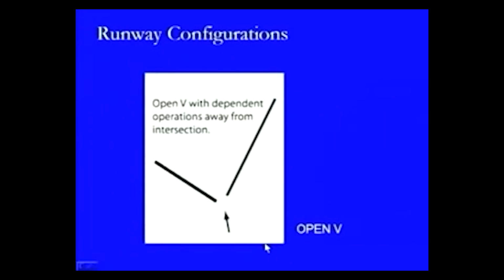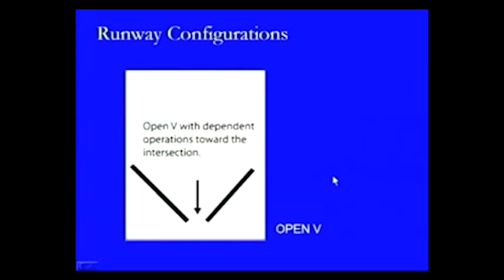So, we look at this open V condition. This is open V, where the operations are going from this direction. So, they are going away from each other, and this is dependent operations away from the intersection. Whereas this is another case, the open V with dependent operations towards the intersection. So, these are the two cases of open V type of movements.